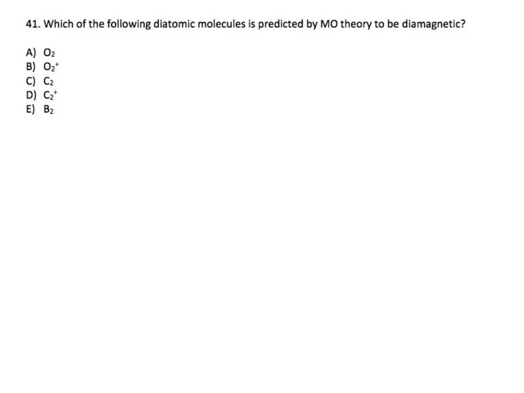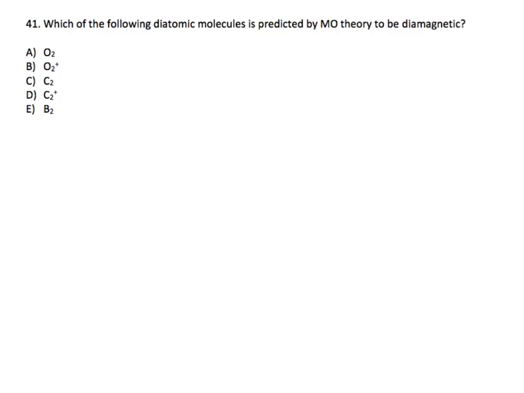Question 41 asks, which of the following diatomic molecules is predicted by MO theory to be diamagnetic? Diamagnetic means all electrons are paired up with another electron of opposite spin. One thing we can realize is that anytime a compound has an odd number of electrons, it must have at least one electron that does not have a partner, meaning an unpaired spin, so all compounds with odd numbers of electrons are paramagnetic.